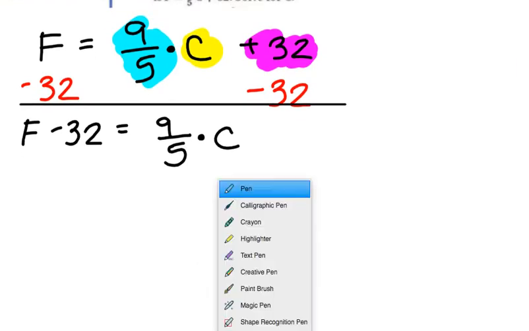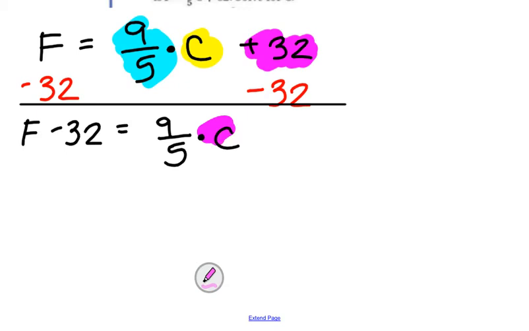Now, we still have a C that we need to solve for, and the 9/5 that's being multiplied by the C. Because it's being multiplied, we need to now divide by 9/5. Remember, dividing by 9/5 is the same thing as multiplying by its reciprocal. So, in order for us to get rid of this 9/5, we need to multiply by 5/9. So we need to multiply this side by 5/9.